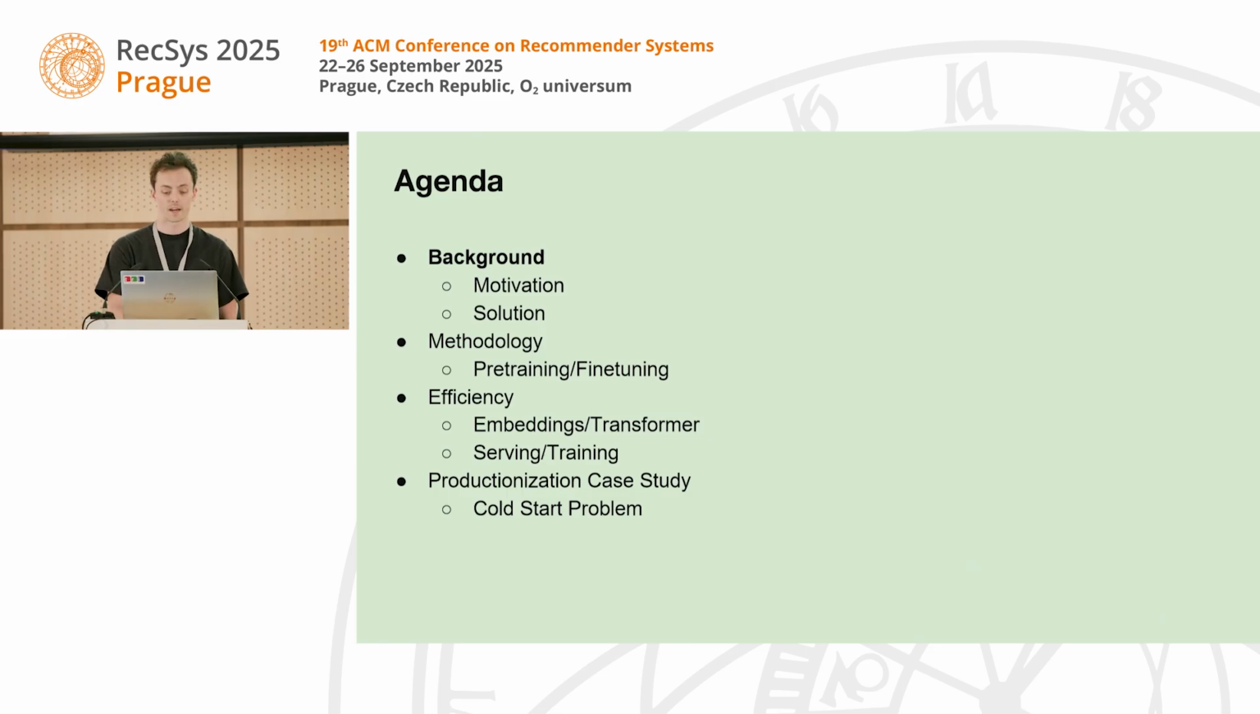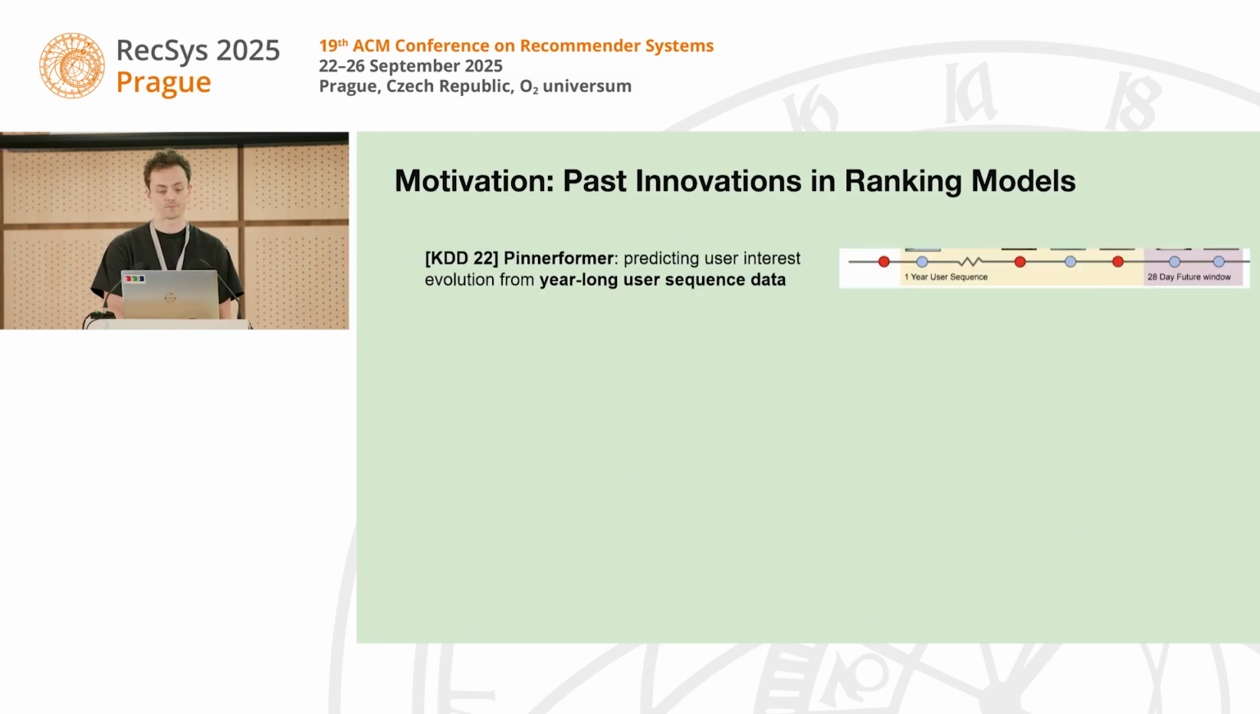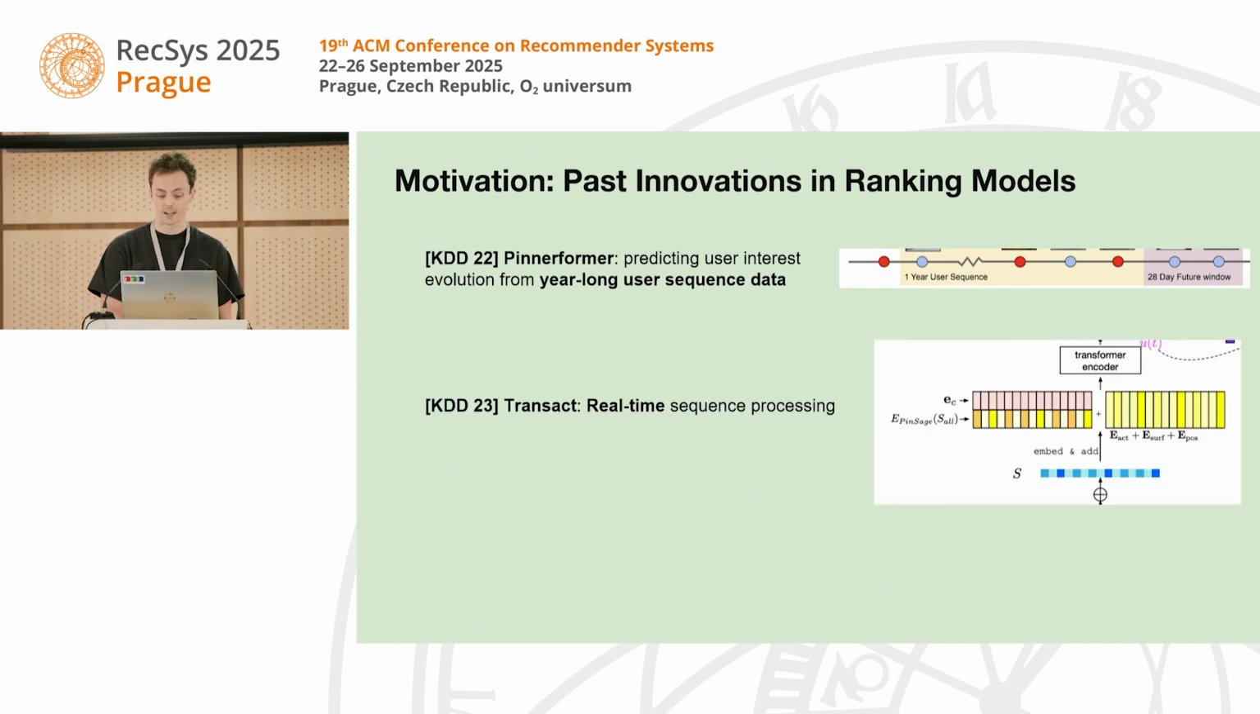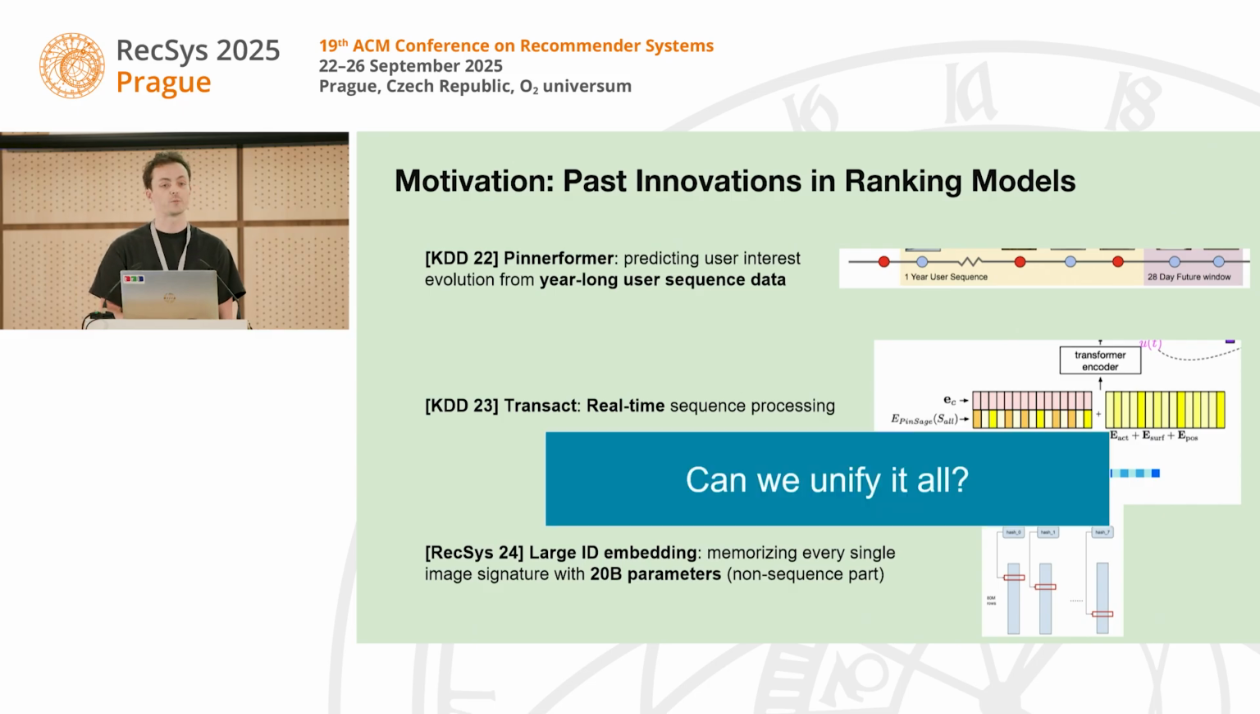First, we'll talk about the background for this talk. The motivation for this paper comes from past innovation in ranking models. This includes Pinterformer, predicting user interest evolution from years-long user sequence data, Transact, which brings real-time transformer-based sequence processing to online models, and large ID embeddings, which memorize every single image signature for 20 billion parameters. A natural question is, how can we unify all of these techniques?